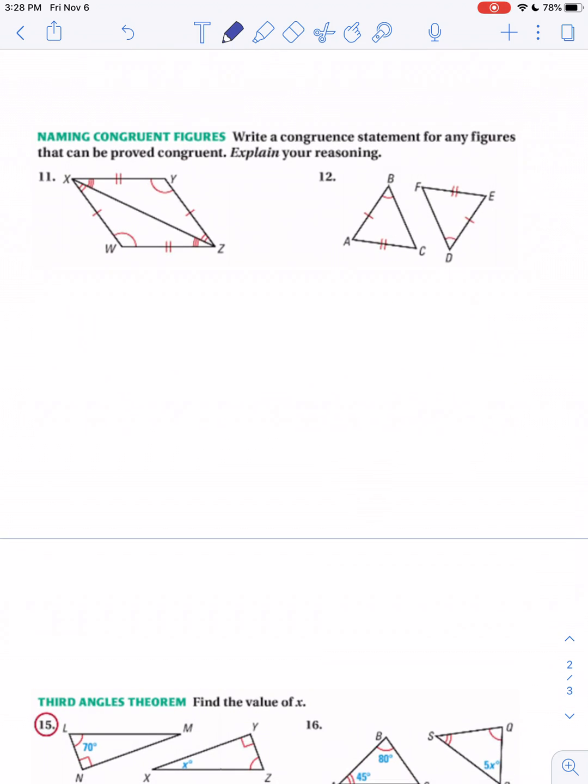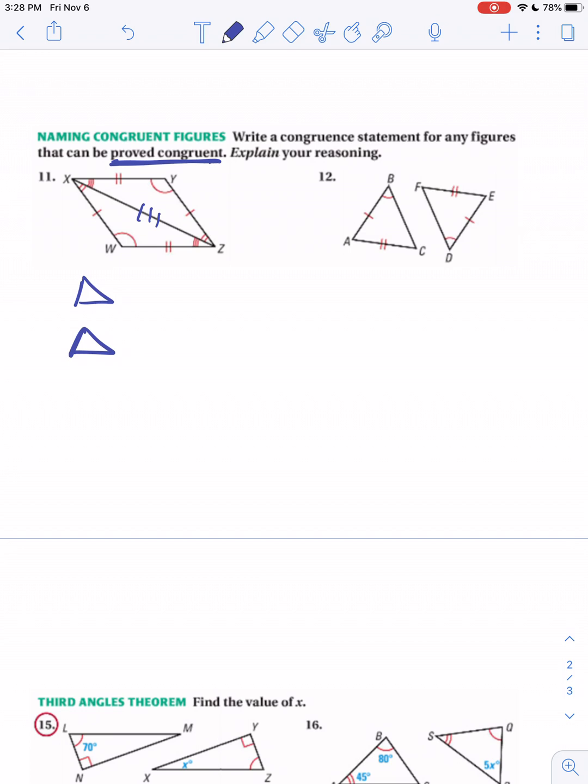It says write a congruent statement for any figures that can be proved congruent. So right now, the only way we know the triangles are congruent is if we have all their corresponding parts. So it looks like we have all three angles of both triangles. That's good. And we have two sides. And then the third side, we can assume that by the reflexive property. They both share that same side. Anything's equal to itself. So let's go ahead and just match up the parts real quick.